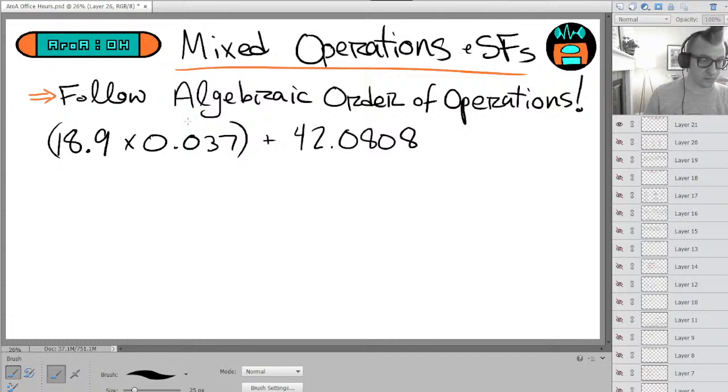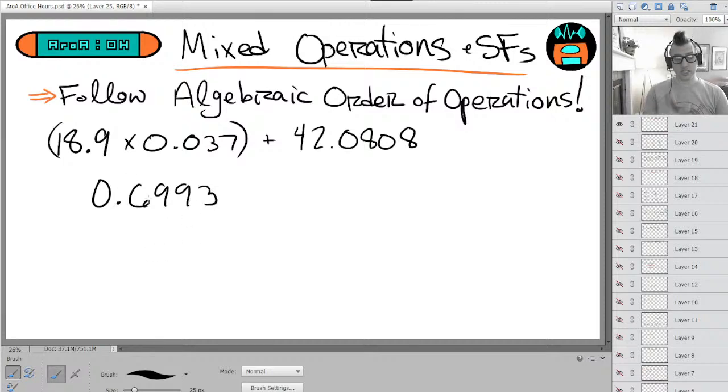So, again, I don't have a brain that can just do 18.9 times 0.037, but that is why we have calculators. So 18.9 times 0.037 comes out to be 0.6993. Now, it's not enough to just write our answer.